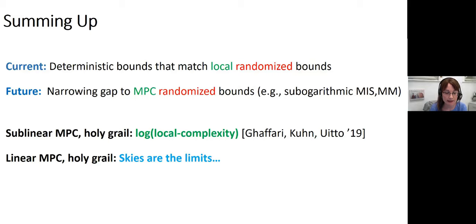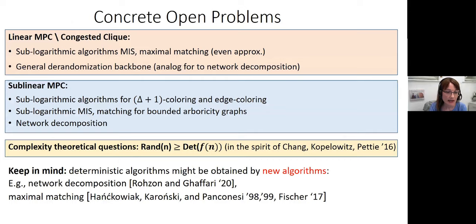But for the linear MPC, this is a totally different story. Here, the sky is the limit. We have no lower bounds whatsoever. Presumably, maybe in constant rounds we can solve anything. Okay. And I just mention here a few concrete open problems. I mentioned maybe just two.